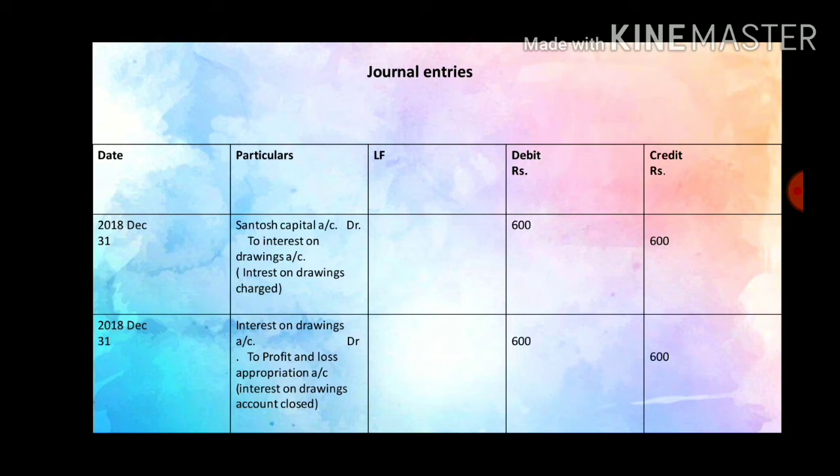Then the closing entry. 2018 December 31st, interest on drawings account debtor to profit and loss appropriation account. So the interest on drawings account will be closed. So 600 in the debit aspect and the same value will be entered in the credit aspect.